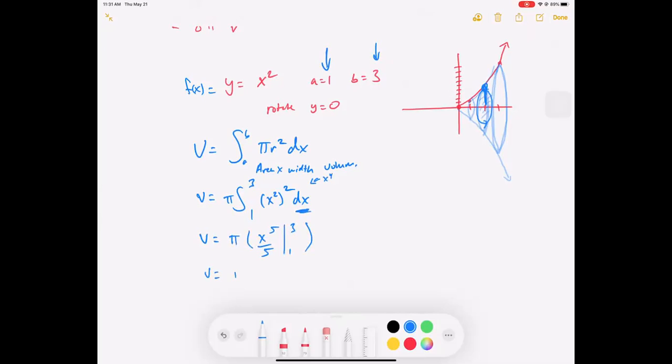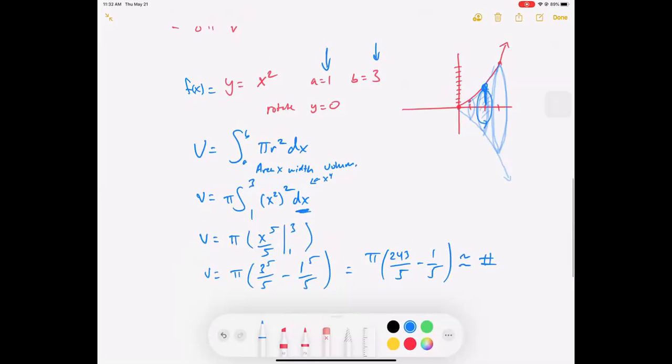So the volume is pi times 3 to the 5th over 5 minus 1 to the 5th over 5, which gives us some crazy number here. Pi times 243 over 5 minus 1 over 5. Okay. And whatever number that is, some calculated number, that's our volume.